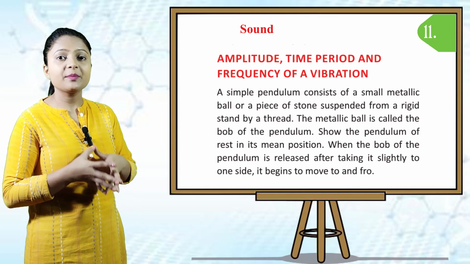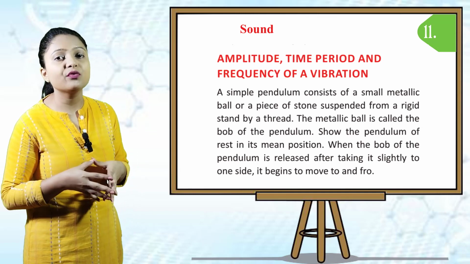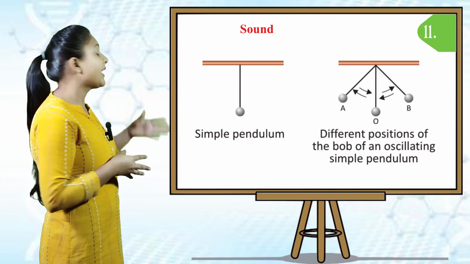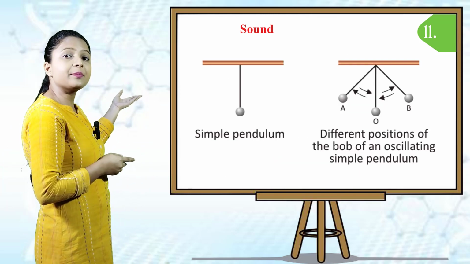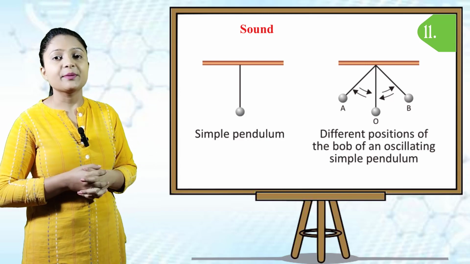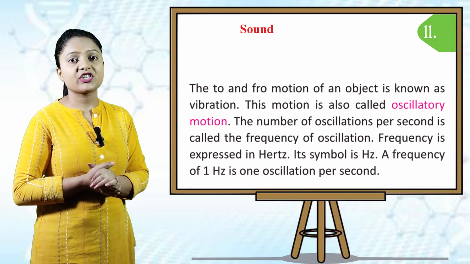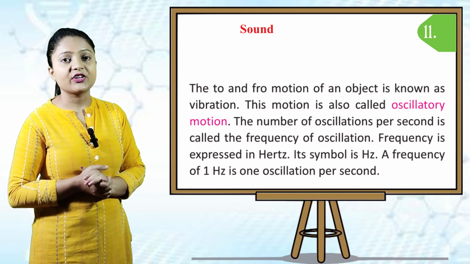When the bob of the pendulum is released after taking it slightly to one side, it begins to move to and fro. Here in this picture, you can see how a simple pendulum moves to different positions of the bob of an oscillating simple pendulum. The to and fro motion of an object is known as vibration. This motion is called oscillatory motion.